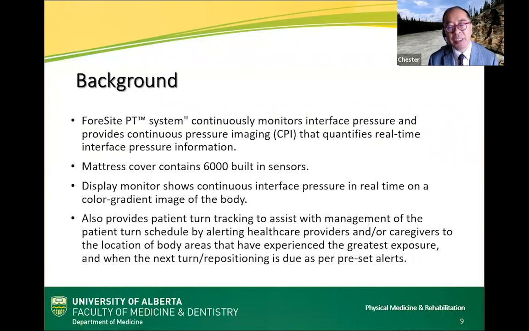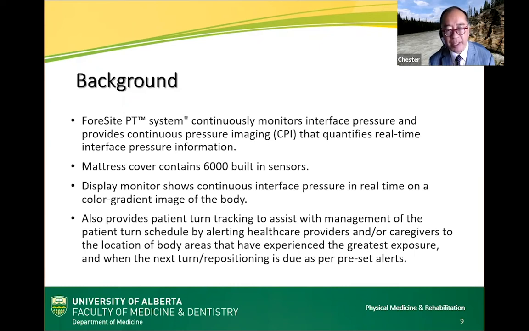So just to tell you something about the Foresight PT system, it continuously monitors interface pressure and provides continuous pressure imaging that quantifies real-time interface pressure information. It's essentially a mattress cover that contains as many as 6,000 built-in sensors. And it also displays a monitor that shows the interface pressure in real time on the color gradient image of the body.